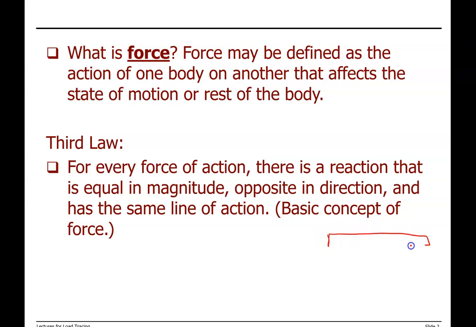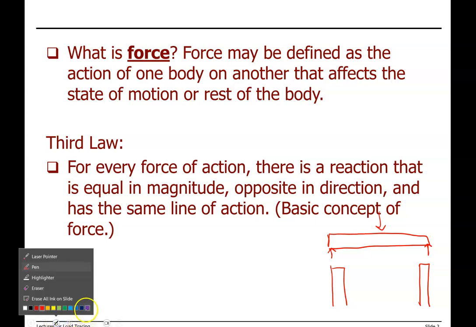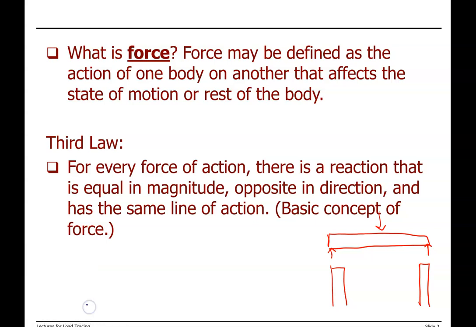So, if we have a beam sitting on two columns, for example, we have a load on our beam, we calculate beam reactions. The load transferred from beam to column is equal in magnitude, opposite in direction, and has the same line of action.